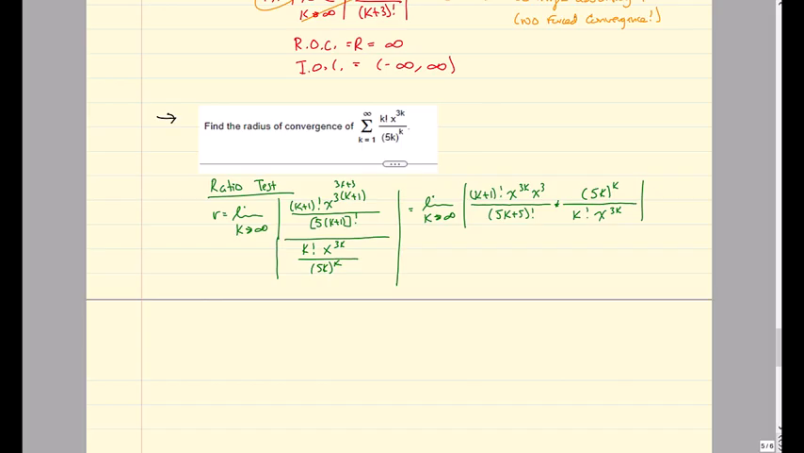Now our hope is some things cancel here, and we do see some things canceling. So x to the 3k's cancel. I have a k factorial here. I feel like I dropped a factorial somewhere. Let me look at this.